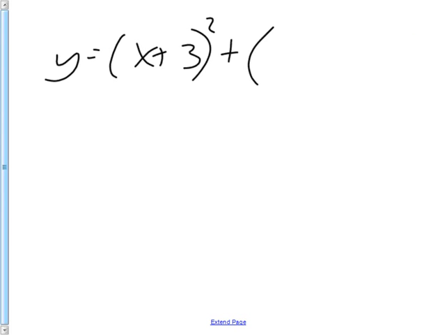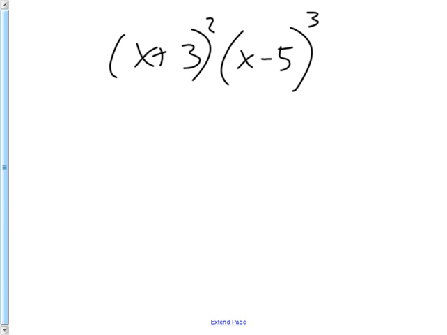There's a lot of stuff to know. Let's go to a different kind completely. Let's say it's like this. Now plus in there. Tell me what that graph would look like. Sketch it.